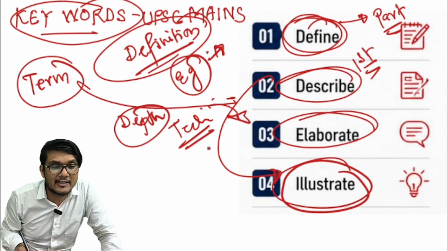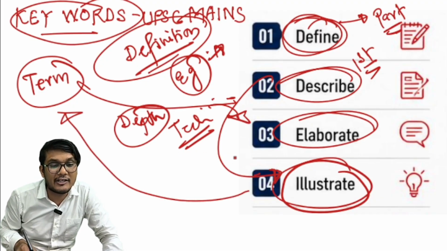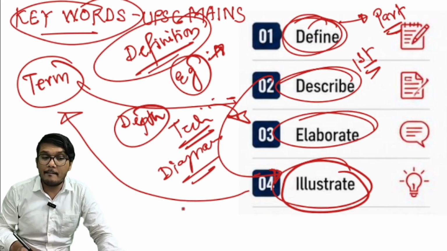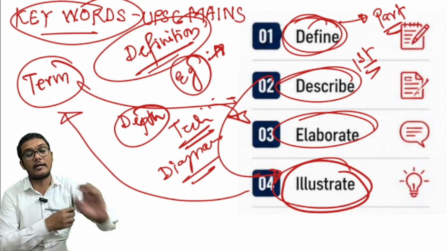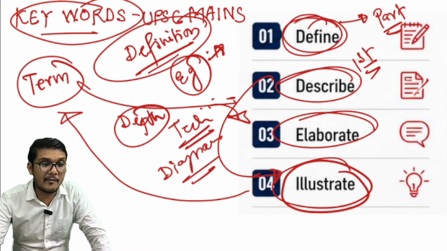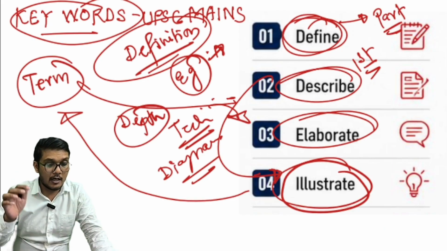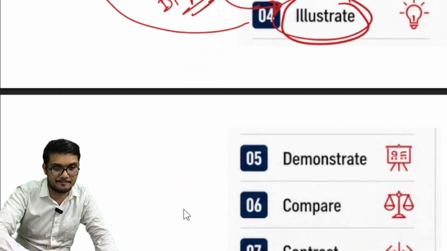So here in illustrate, you should know that whatever term or phenomena is mentioned, it is better if you can provide a diagram over here, but not necessarily. Sometimes they can ask you to illustrate a particular economic process or a concept. So every time a diagram will not be essential, but keep in mind that if there is a possibility of a diagram, that should definitely be there.